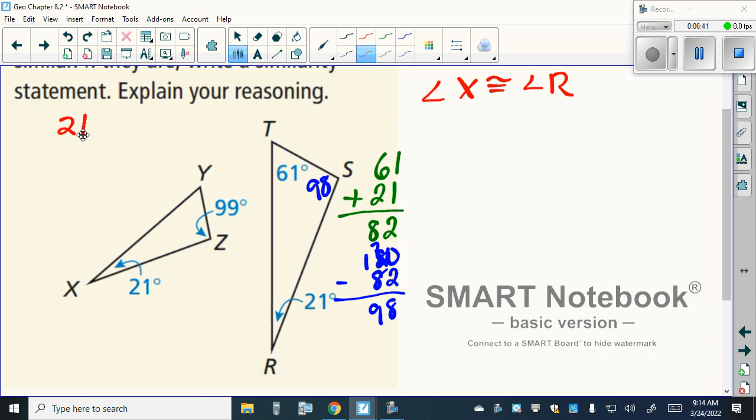If we check the other angle Y, if we add 21 and 99 degrees, that'd be 0, carry the 1, we would get 120. And if we subtract 120 from 180, we get 60. Well, Y and T are not the same because it's 60 and 61. So do we have two angles that are congruent? Well, no. So can we say that these are similar?